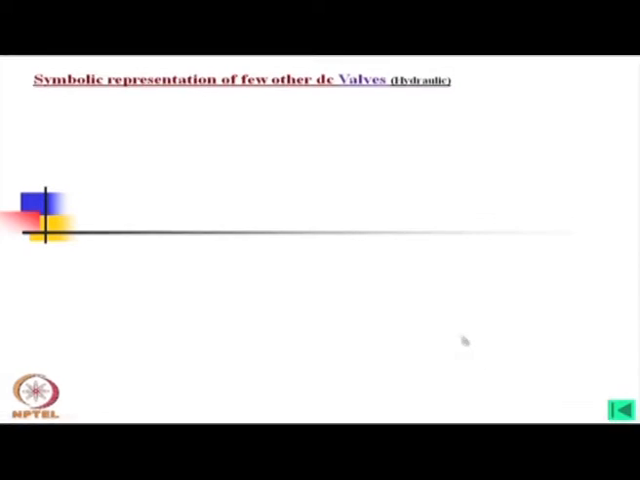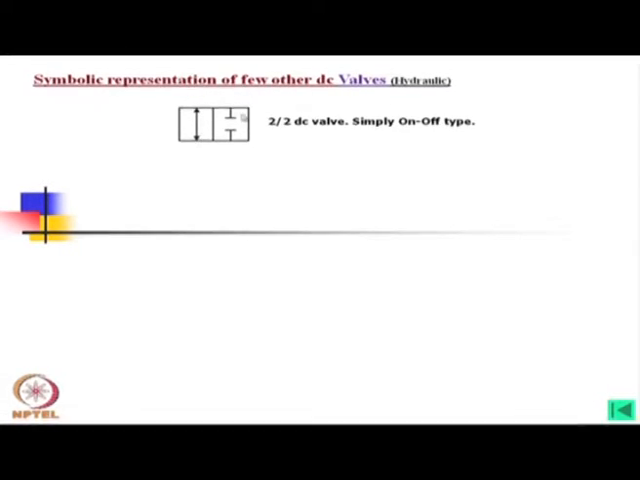Now, symbolic representation of a few other direction control valves. With these two icons, what does it mean? Definitely this is a 2 by 2 DC valve, 2 ports and 2 positions. So, these are used as on off type, there is no neutral position. Either you put it here, the path is closed, or you put it there. So, this is simply on off type.